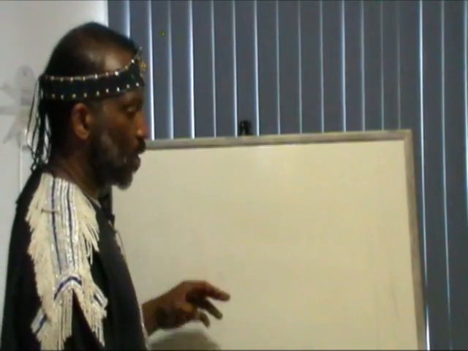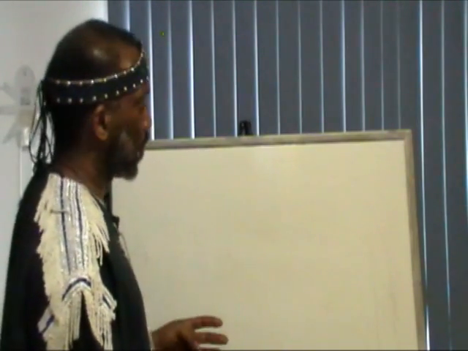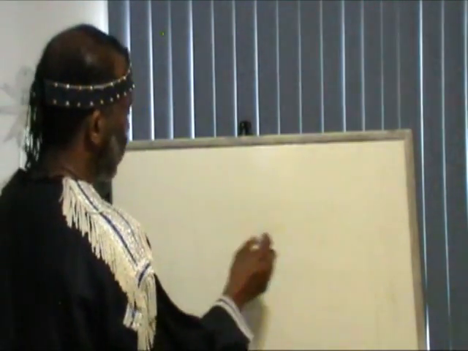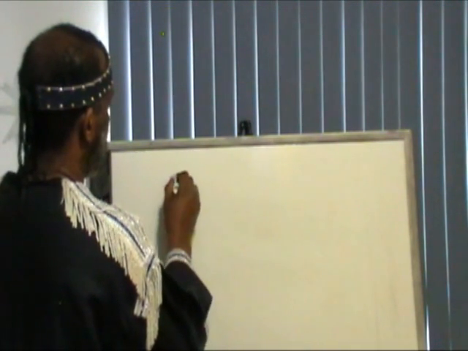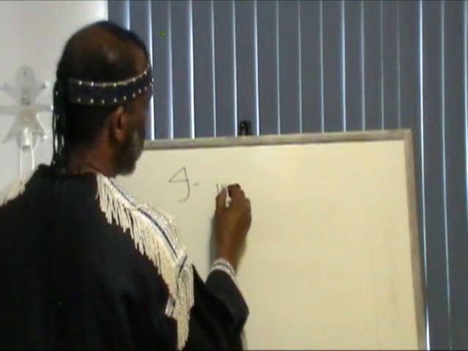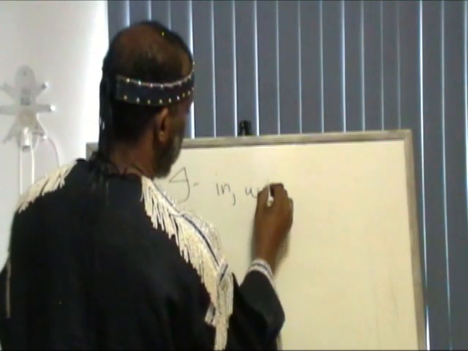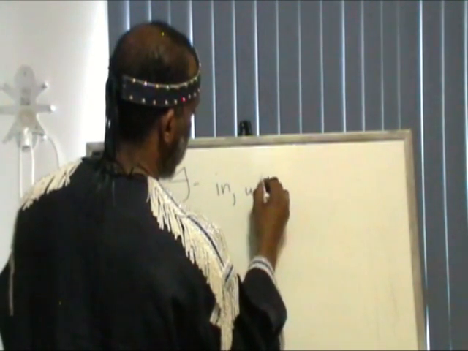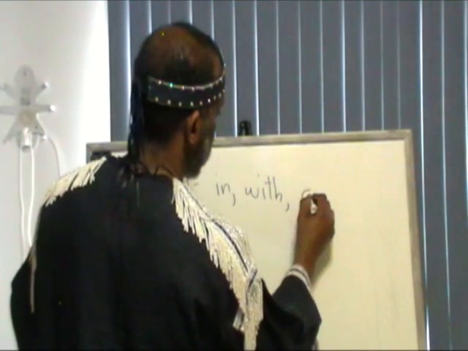Okay, before we go into the verbs, I'm going to show you how to use those pronominal pronouns with prepositions, because you'll see that a lot also in the scripture. Here are some of the prepositions I gave you before. Ba, which was basically in, with, and what else? Also was against.